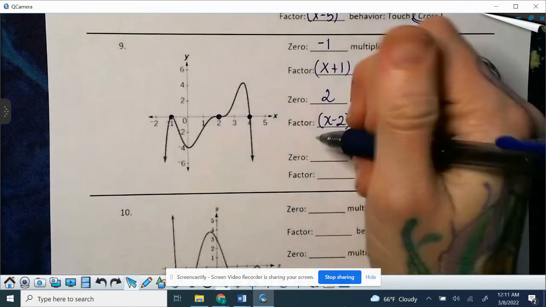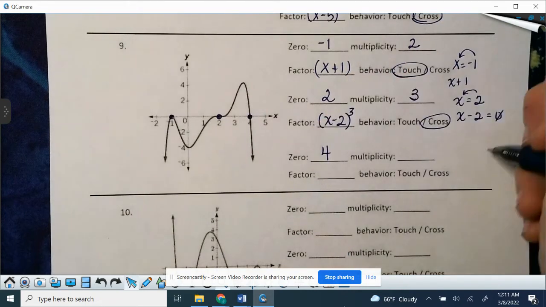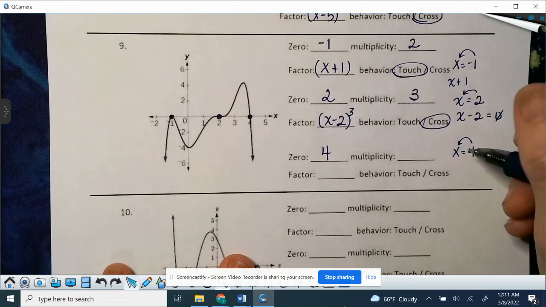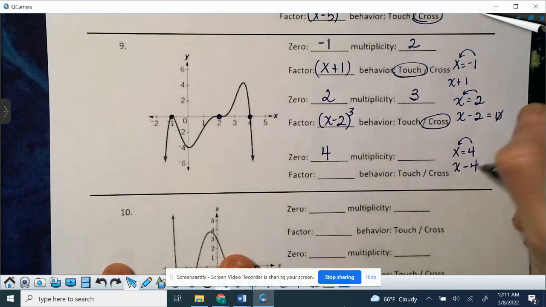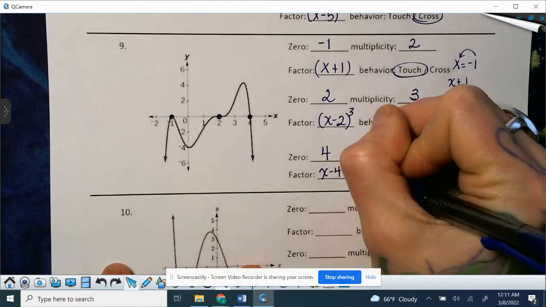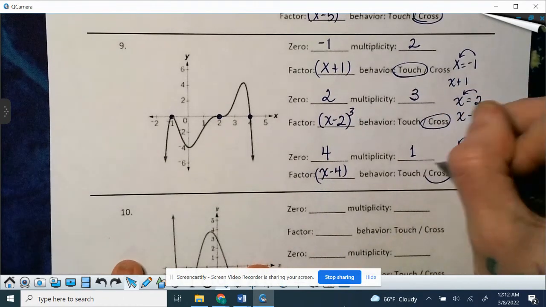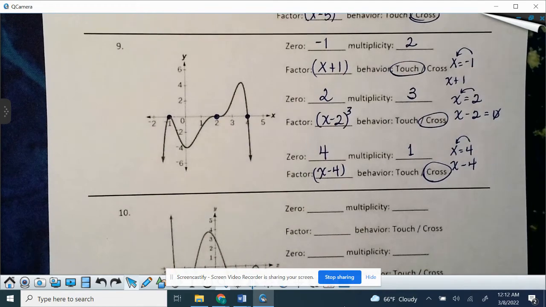And then our last 0 for this guy is 4. And we're going to put x equals 4. Move it over with the x, which means we're going to take the opposite. So it's x minus 4 is my factor. And the multiplicity, because it crossed straight through, is 1, which is odd, which means we know it crossed straight through.